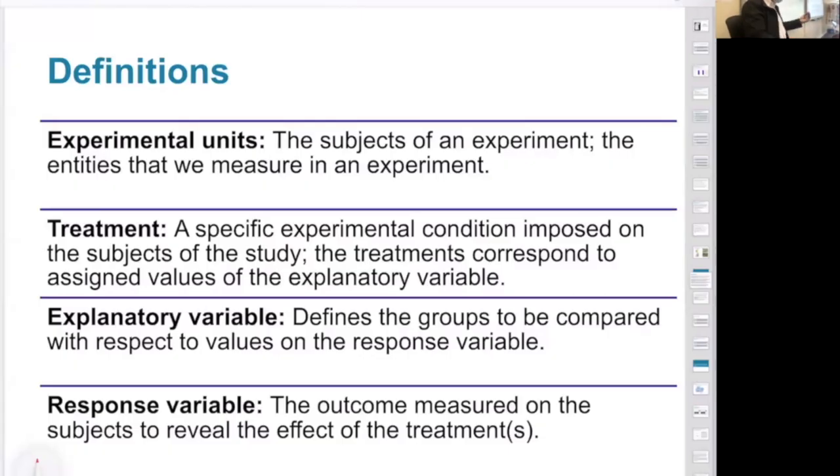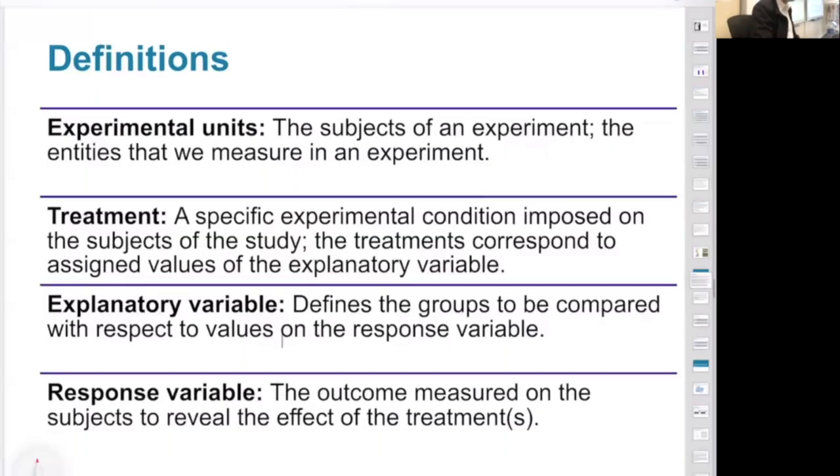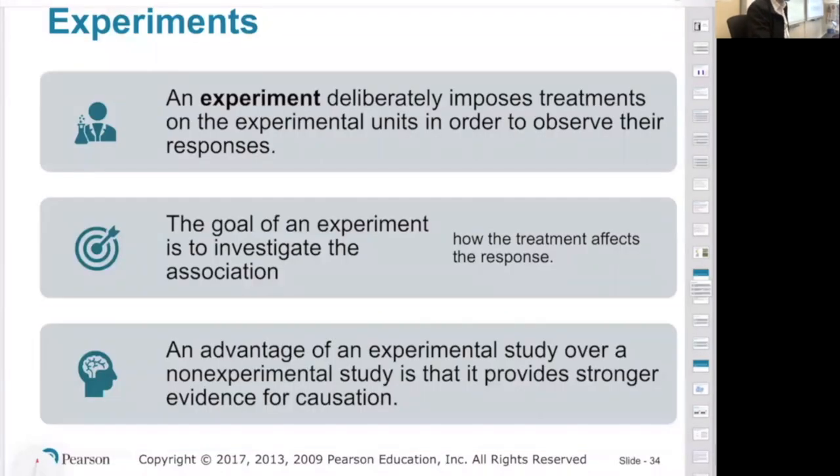So we have the independent variable, the explanatory variable. This explanatory variable affects the response variable. The response variable is the outcome of the effect of what, of the treatment or the explanatory variable. So usually in experiments, as you can see here, we impose these treatments on the experimental units in order to observe their responses. The goal, of course, is what? To investigate the association, okay, or how the treatment affects the response.